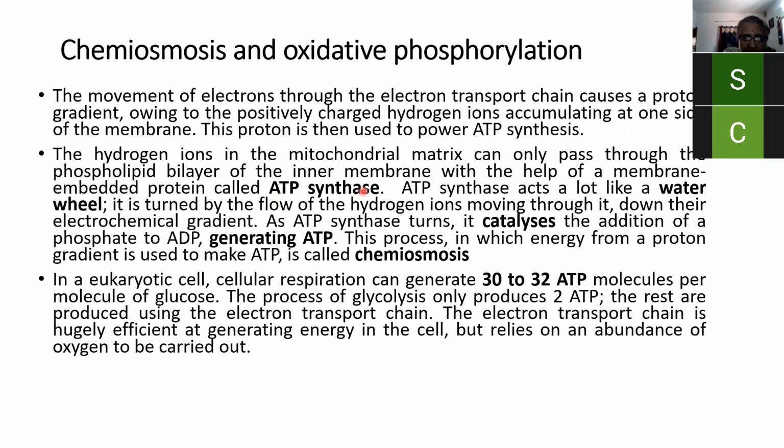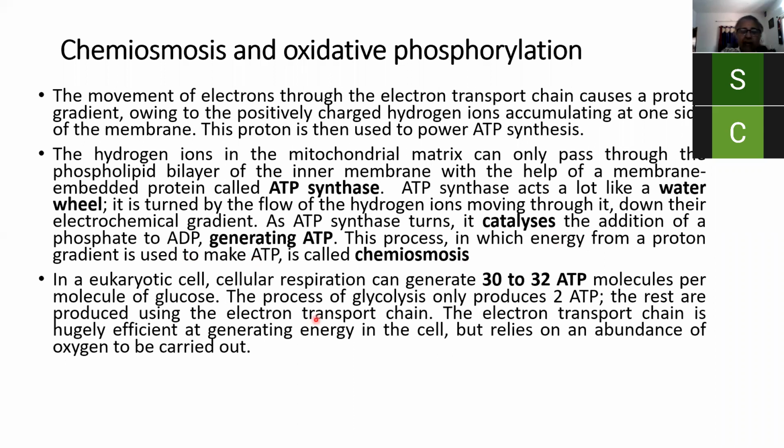So this ATP synthase, like I told you, will act like a water wheel. So it will allow the hydrogen ions to move down their electrochemical gradient. As they move down, it catalyzes the addition of phosphate to ADP, generating ATP. This process is called chemiosmosis. Energy from the proton gradient used to make ATP is called chemiosmosis.